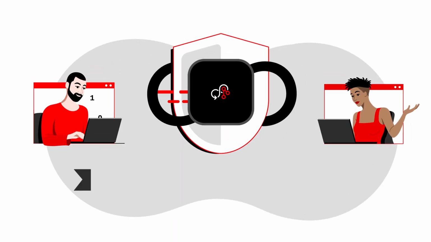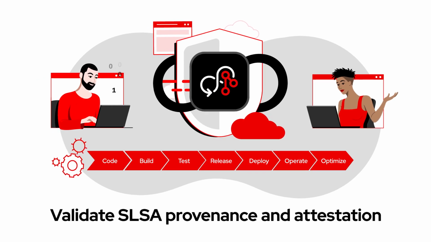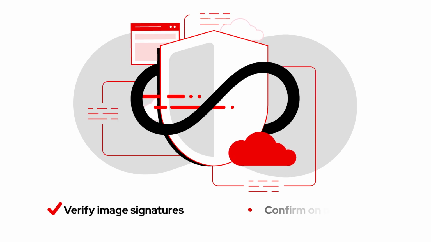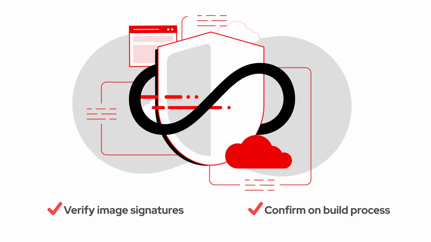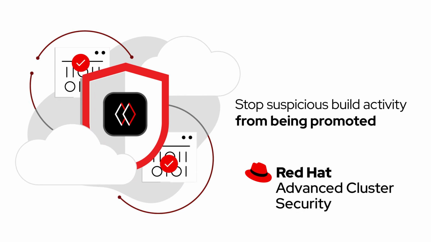Generate an automated chain of trust in your CI/CD process to validate SLSA provenance and attestation, with enterprise contracts that verify image signatures and confirm the expected build process. Stop suspicious build activity from being promoted with security policies as code.